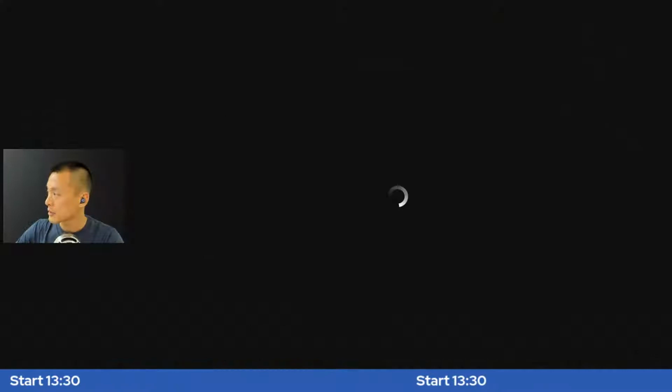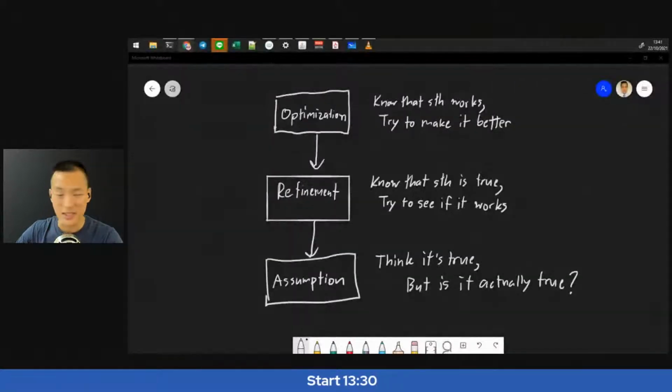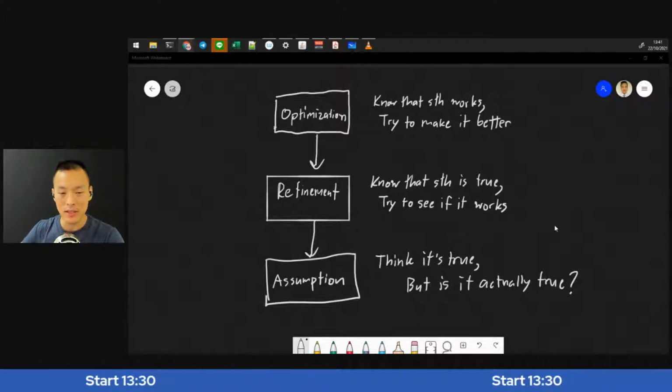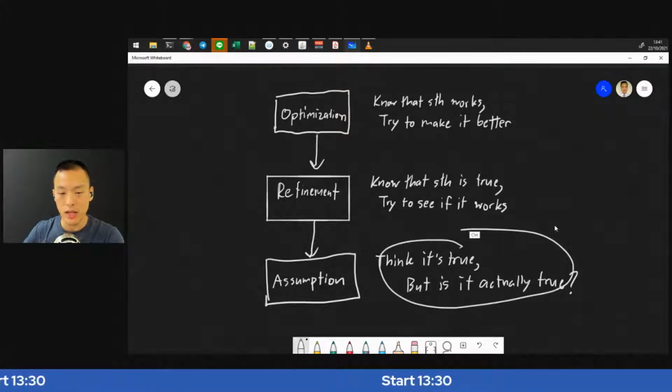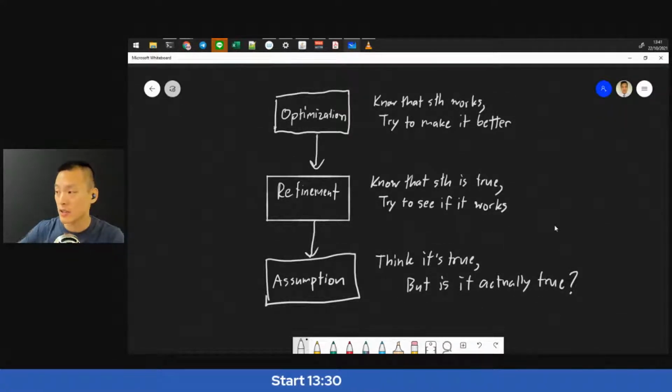So today I'm going to give you one specific example from each of these levels of doing research. We're going to be looking at three research papers today. Oh, I didn't share my screen. Nobody say anything. Yeah, so you can see it. At the assumption level, you take something that you think is true, and then you ask whether it is actually true or not.